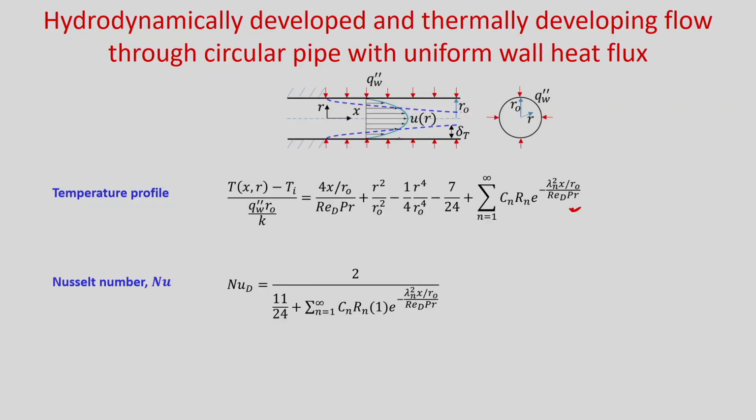Finally, we derived the temperature profile as this, which is valid in both the thermally developing region and the fully developed region, and the Nusselt number is this, which is also valid for both regions. And you have seen that at zeta tends to infinity, that means in the fully developed region, it gives the Nusselt number as 48 by 11, which you already derived, and it is true for the fully developed region.